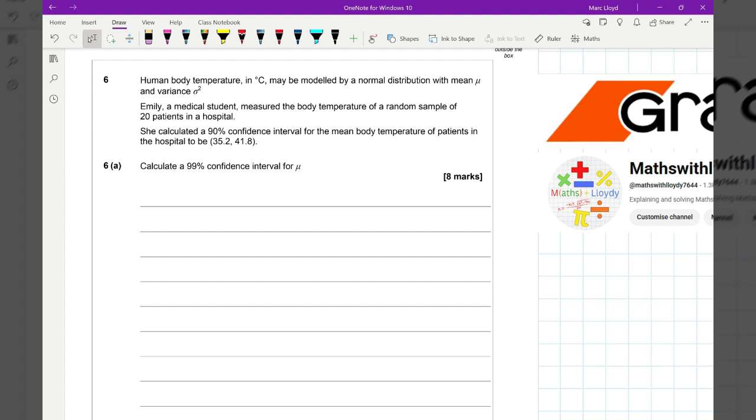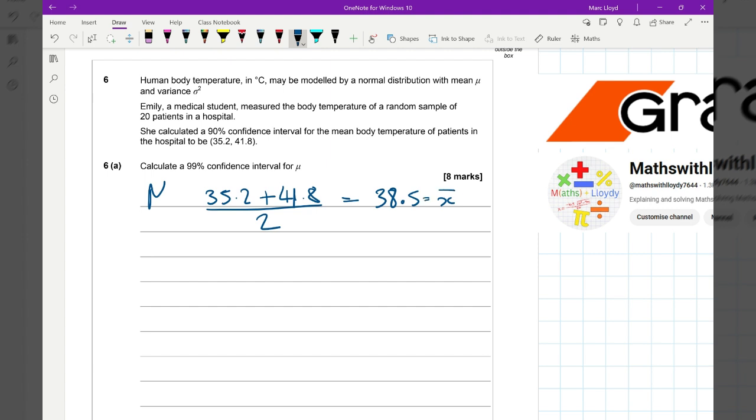We don't have a lot of information here, but it is possible to start working things out. The first thing we can work out is what mu is. Okay, so our sample mean. We've got 35.2 and we've got 41.8, and we know that we're going to add and subtract a value to get the confidence interval, meaning that the midpoint is going to be that sample mean. So by putting that into the calculator, we get 38.5. I'm just going to call that X bar.